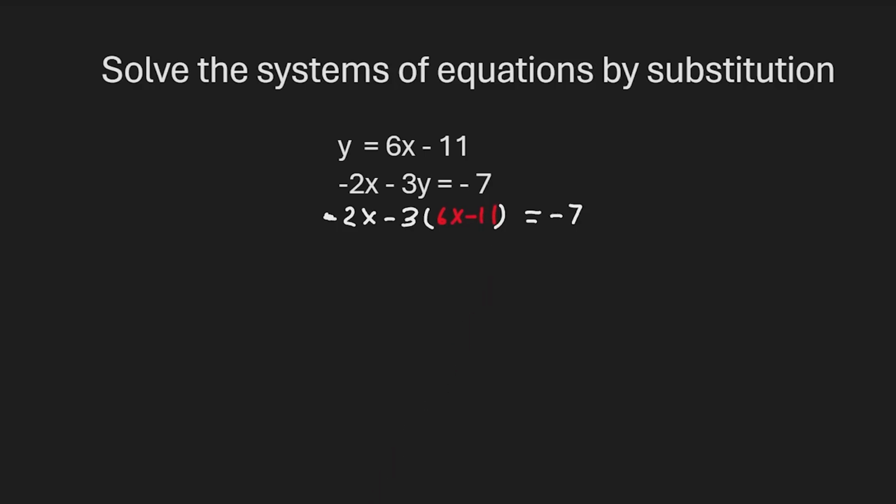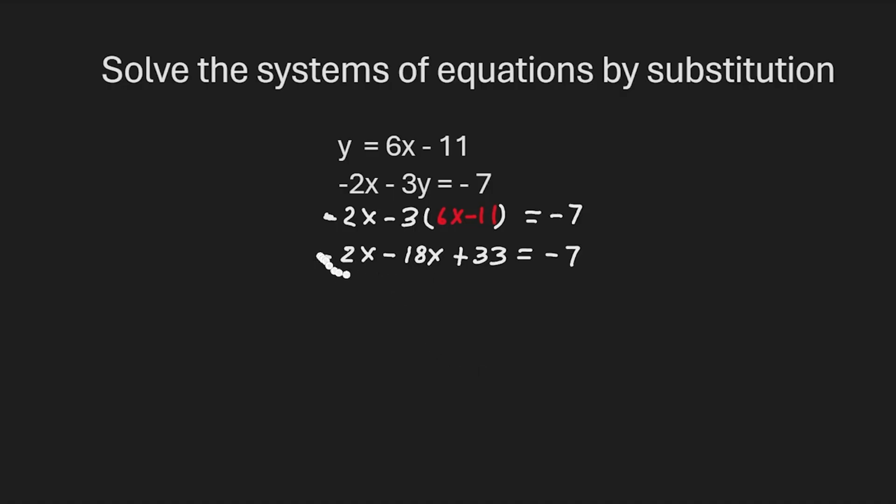The next step, this is the distributive property, so negative 3 is going to multiply all of this. So for now, let me just bring down negative 2x, and now I'm going to start multiplying. So negative 3 times 6, you get negative 18x. Negative 3 times negative 11, a negative times a negative turns into positive 33, and bring down the equal to negative 7.